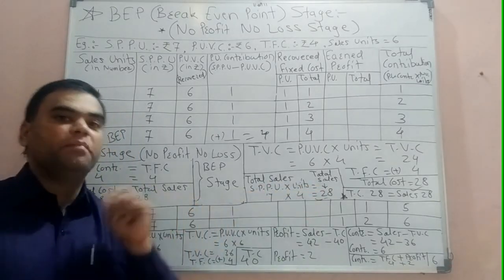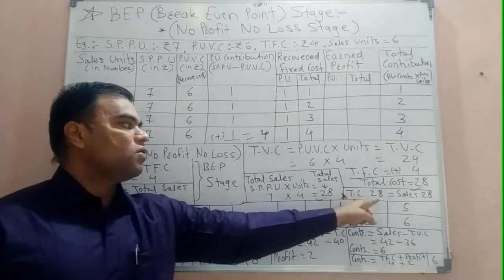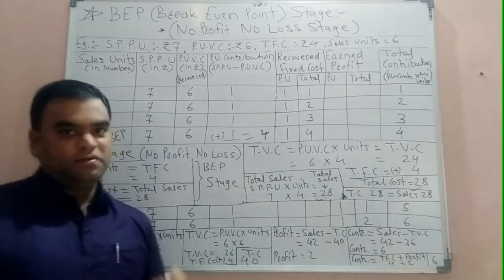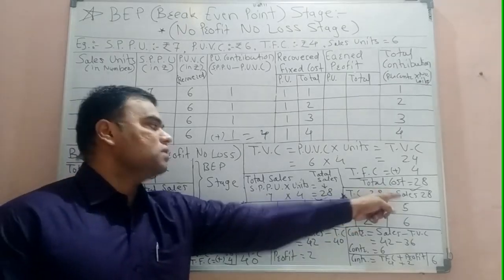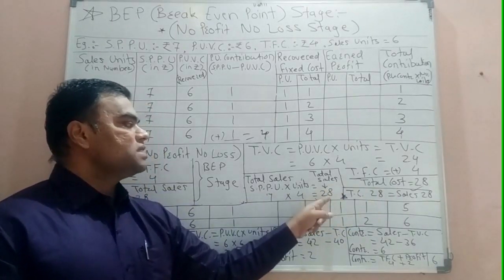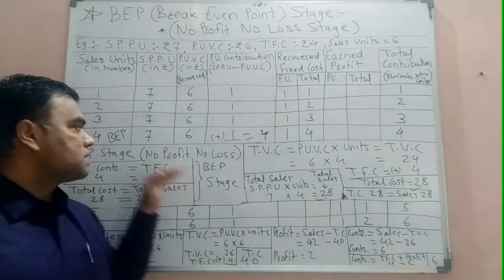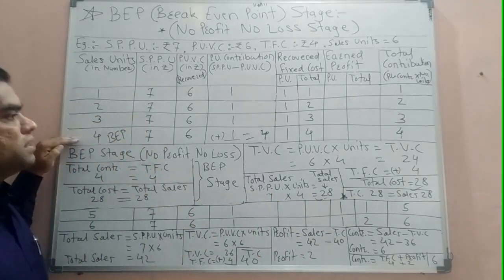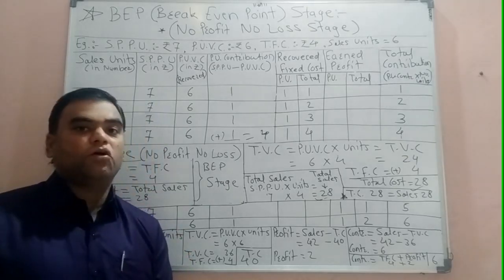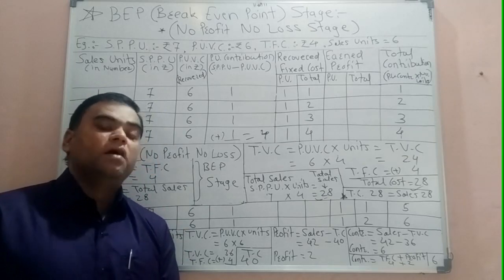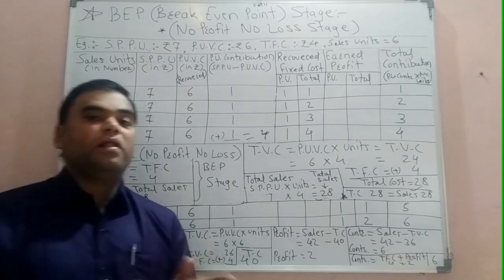28 is our BEP sales, because at that point our total cost is also 28. When the sales is equal to total cost, that sales is known as BEP sales. So up to this level, 4th unit sales level, we have discussed what is meant by BEP stage or BEP point or break-even point, and we have also discussed when the BEP stage or break-even point comes.